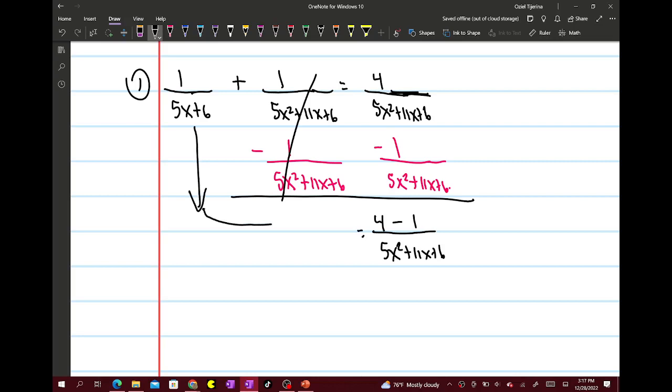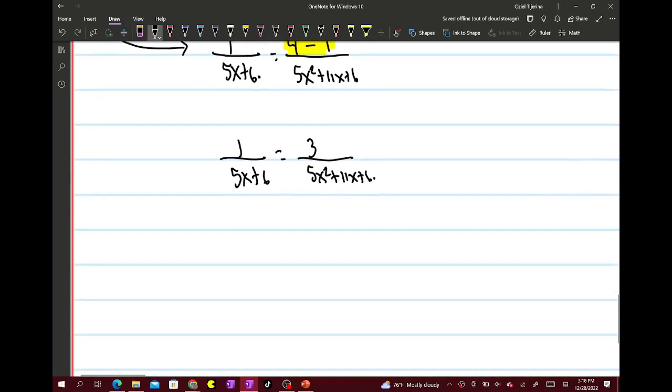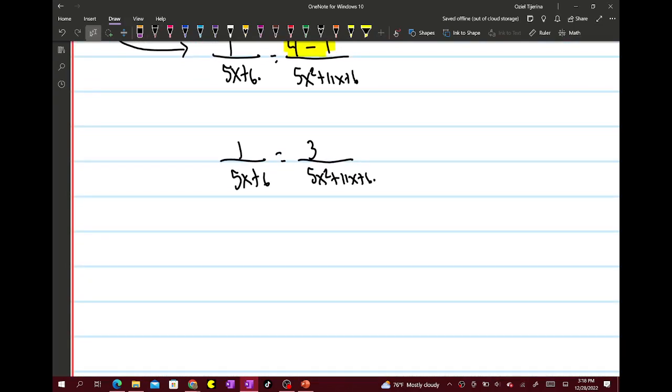So this is going to be equal to 1 over 5x plus 6, right? Then we simplify the top part. So it'll be 1 over 5x plus 6 is equal to 3 over 5x squared plus 11x plus 6. Now what we do is cross multiply, so we basically just multiply these two things. 1 times 5x squared plus 11x plus 6 is equal to 3 times 5x plus 6.